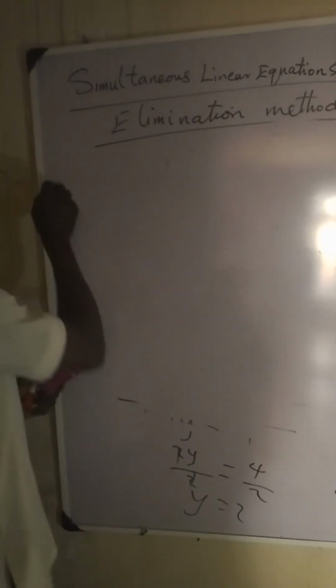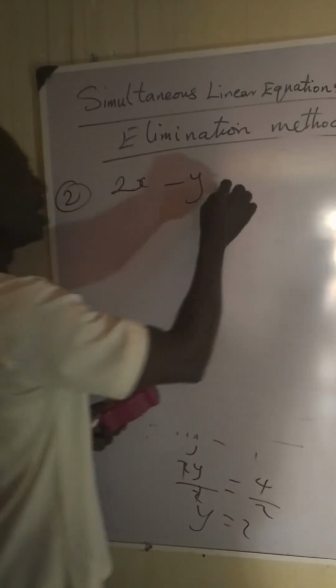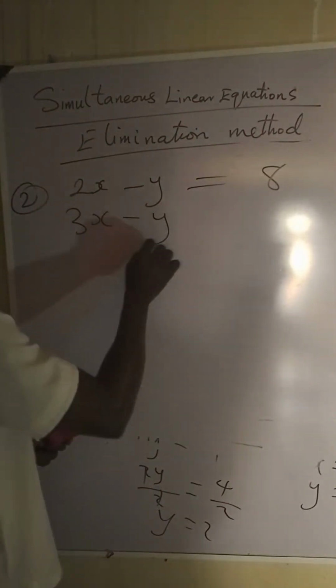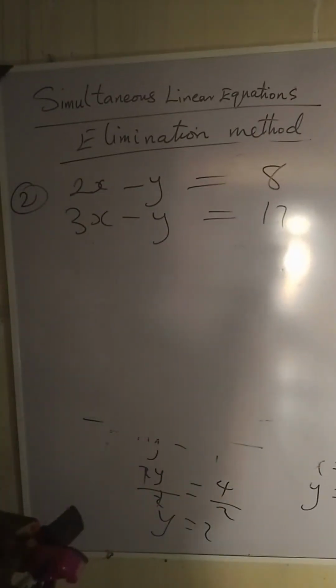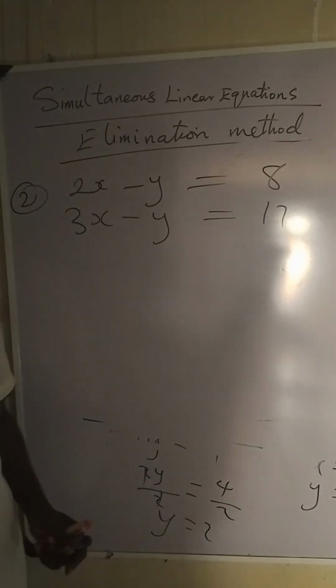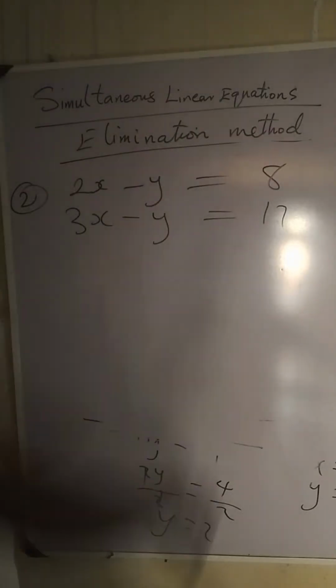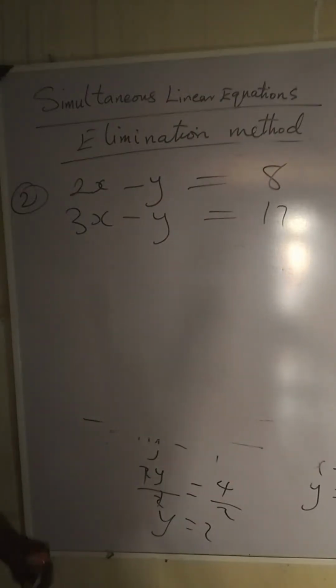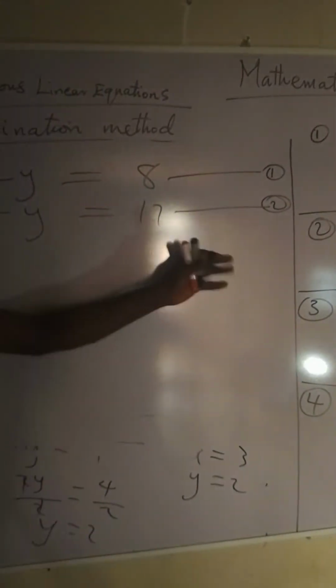In our number 2, we have 2x minus y is equal to 8, and 3x minus y is equal to 17. Let us see the values of x and y that will make these equations true, so that the left-hand side and the right-hand side will be equal. That means we wish to make this one, call it equation 1, just to be able to refer to them, and call this equation 2, just to be able to refer to them too.